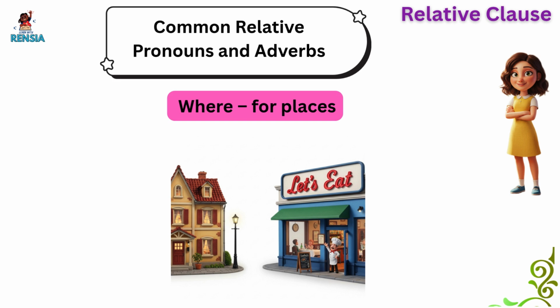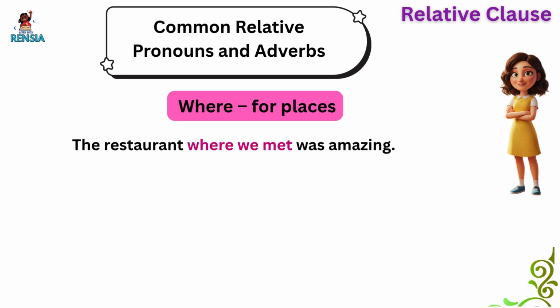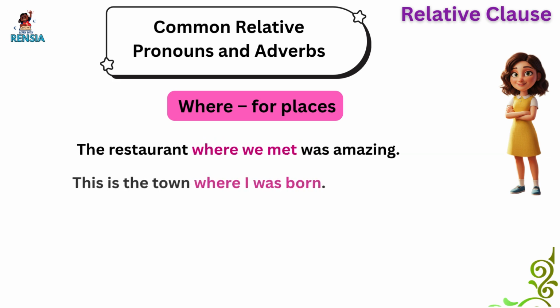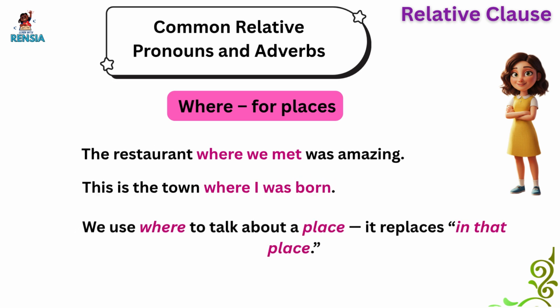Where, for places. The restaurant where we met was amazing. This is the town where I was born. We use where to talk about a place. It replaces in that place.